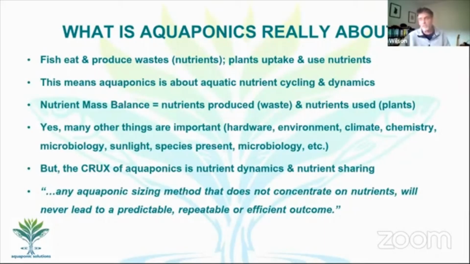But the crux of aquaponics is nutrient dynamics and nutrient sharing. How much nutrient goes in each day, how much gets used. So any aquaponic system method that does not concentrate on nutrients will never lead to a predictable, repeatable, or efficient outcome. And this is a bit of a bugbear of mine because you still read things on the internet about, oh, you know, you need this much surface area to that much volume, and it's all rubbish. Complete rubbish. It's about nutrients in versus nutrient uptake by plants. That's it. Yes, other things follow on from that in terms of surface areas and volumes, because there are some basic requirements, but that's not what the crux of working out the balance is based on.